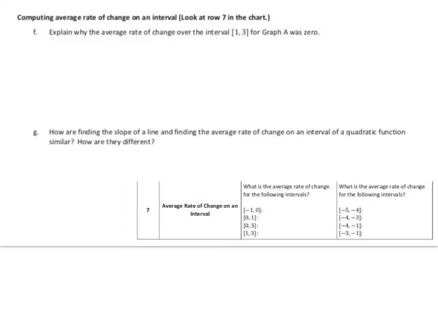Computing the average rate of change on an interval, which is row 7. Oh, that's funny. I copied in the one without answers. Oops. Oh, goodness, and I can't even spell.